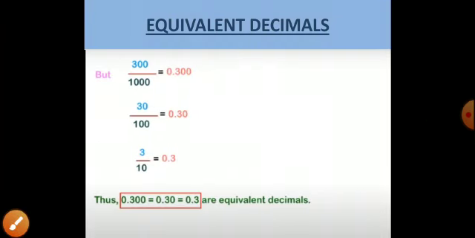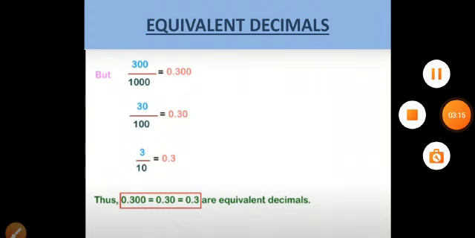But 300 upon 1000 is equal to 0.300 when we change this into decimal numbers. 30 upon 100 will become 0.30 and 3 upon 10 will become 0.3. Since all these are equal, we can say that these are equivalent decimals. So adding any number of zeros after the extreme right digit in a decimal number does not change its decimal value.